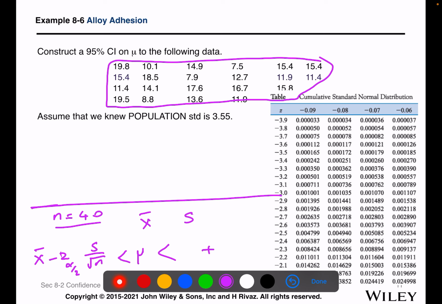So basically the key point here is, in this case, we have 40 data points. That's a lot of data points. And because of that, it becomes normal. In the other case, we knew the population standard deviation. In that case, we also use the normal distribution. Any questions? Okay.